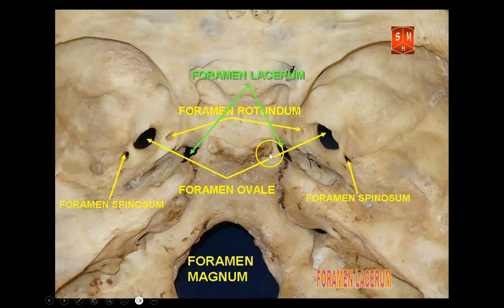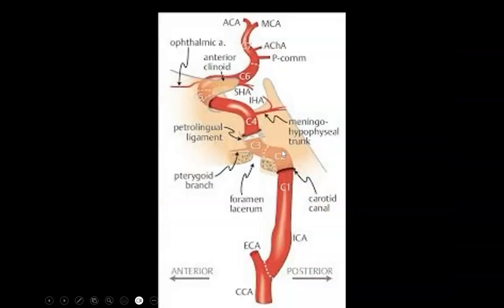It is present between the petrous bone, the sphenoid bone, and the clivus. Petrous bone, sphenoid bone, clivus, covered by cartilage. And here is the lateral segment of the internal carotid artery above the lacerum, hugging the clivus on its way to the cavernous sinus.